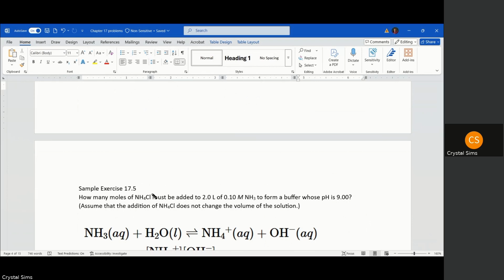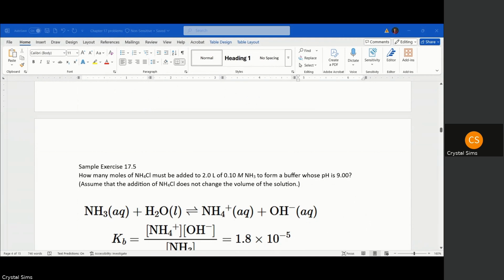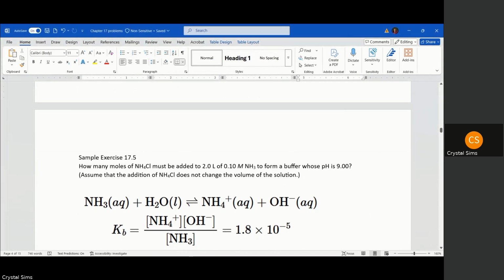So here is our equilibrium relationship. And when we put this into our base dissociation constant form, this is what we have. Remember that only our aqueous species are going to show up in the expression. Water is not going to be a part of the overall Kb expression. When we look up our Kb value in Appendix D, we find it to be 1.8 times 10 to the negative 5.